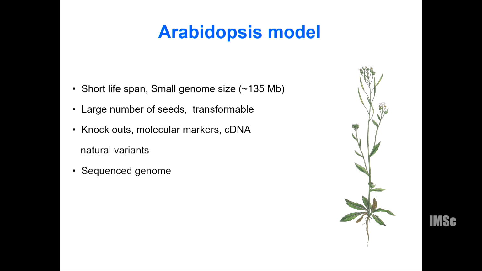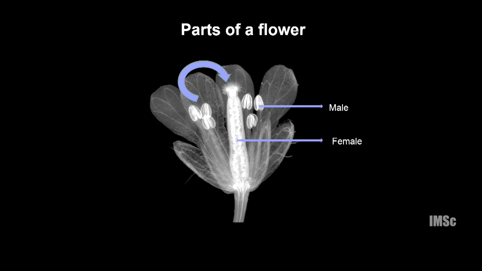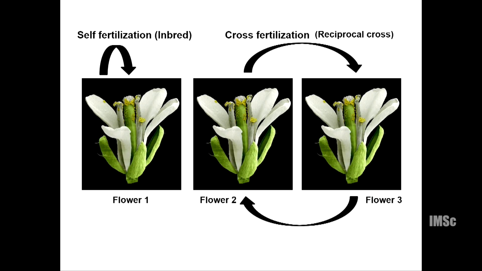So coming to Arabidopsis, this is a model plant. This is the X-ray image of a nice Arabidopsis flower. What we do is there are 4 parts of a flower. This is the sepal, petal. This is the male part, and this is the female part. Upon fertilization, you get a lot of seeds here.